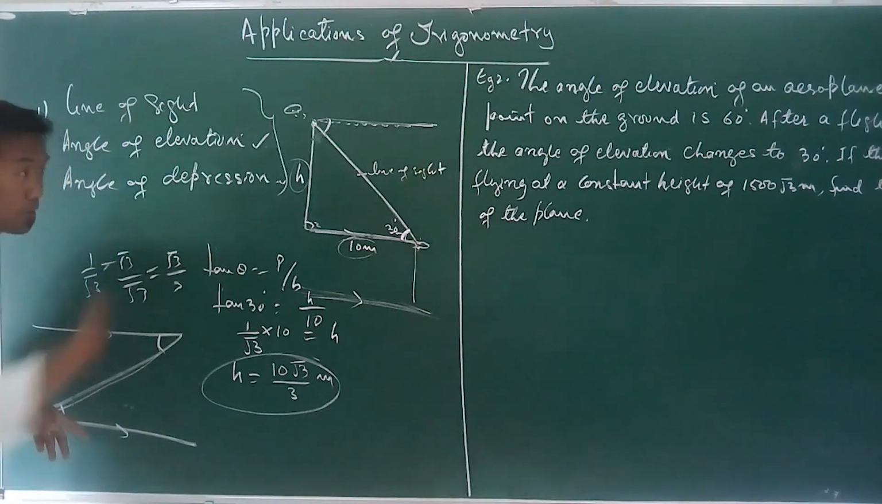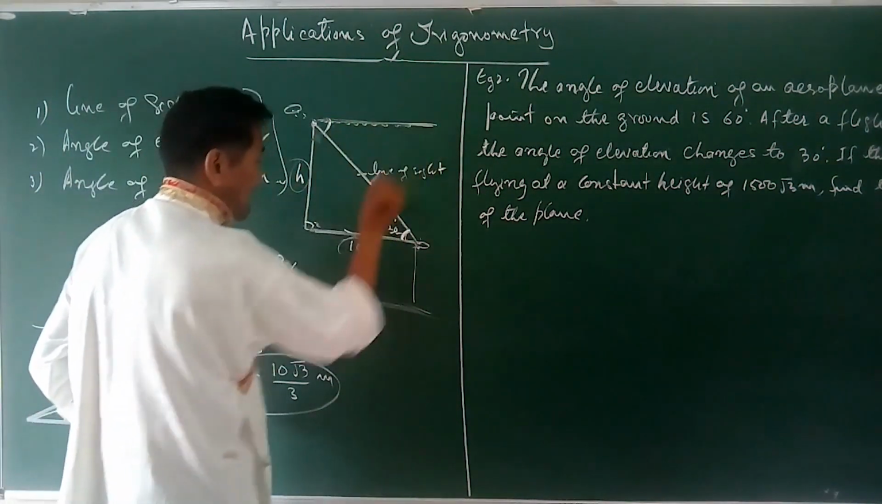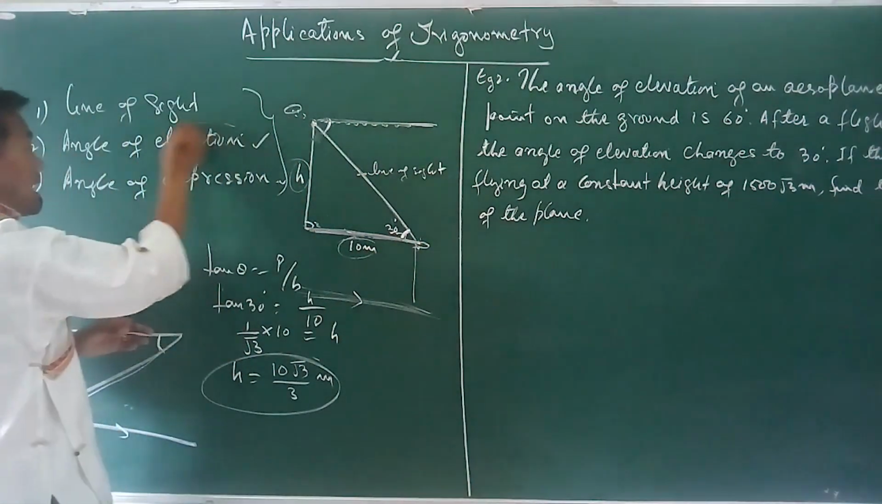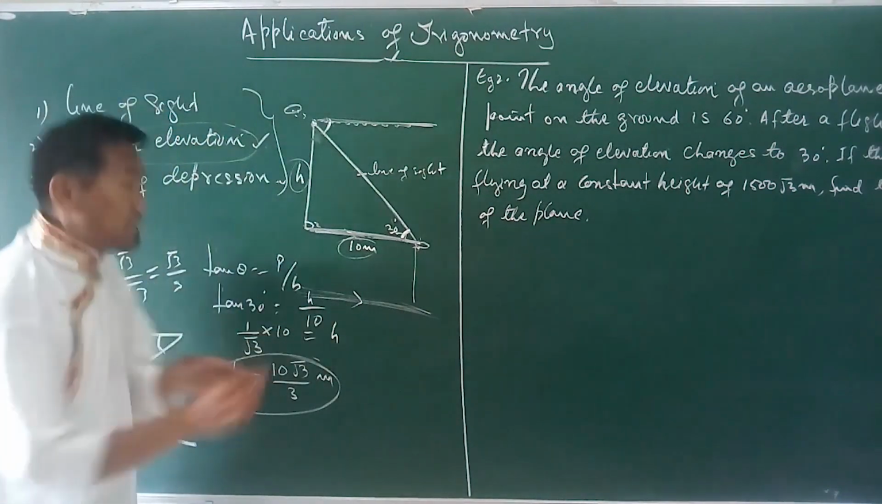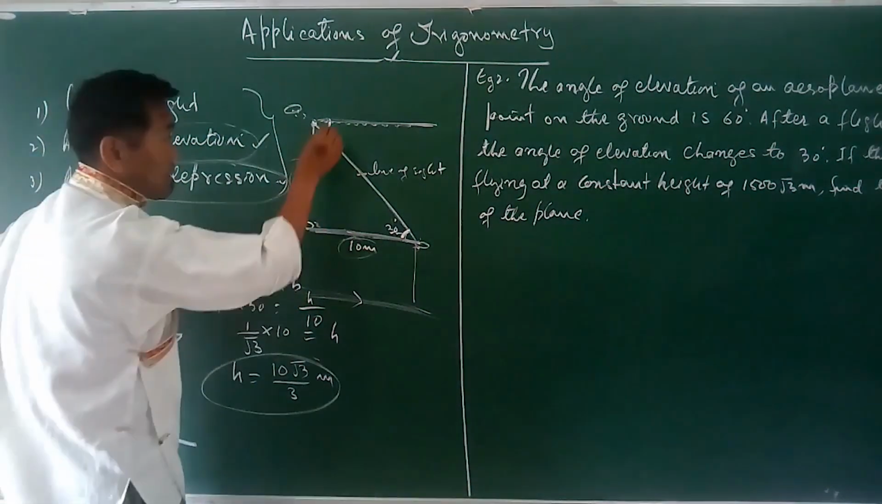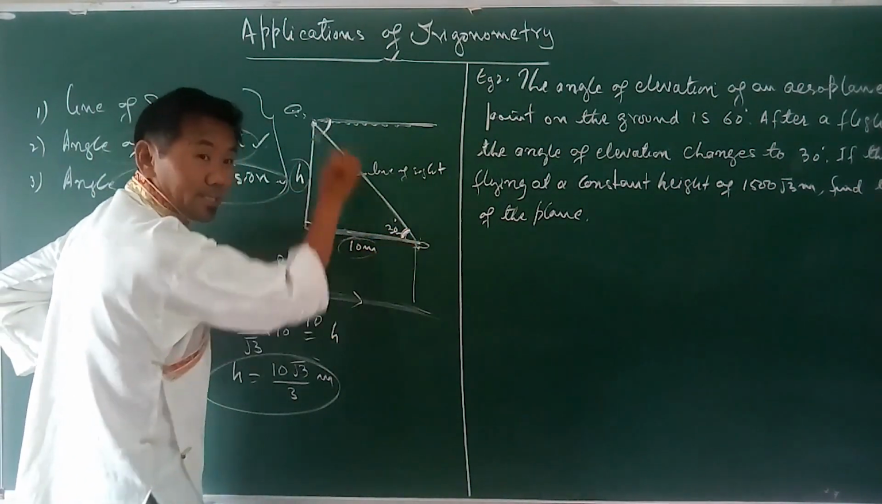If it is so, apply here. The lines are parallel. So that means angle of elevation is always equal to the angle of depression. The angles are the alternate angles.